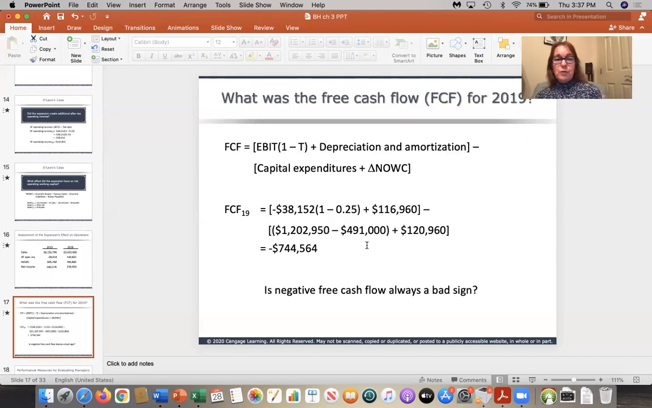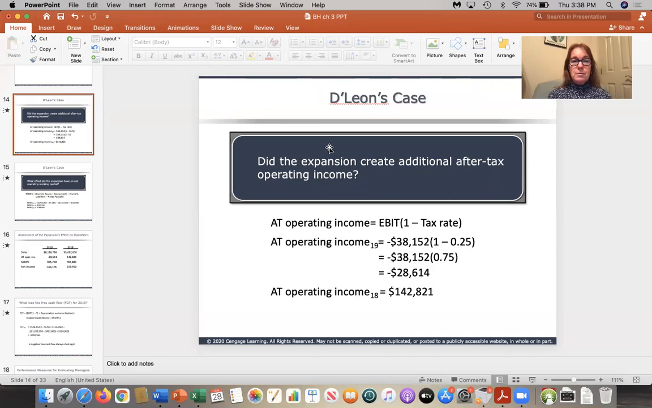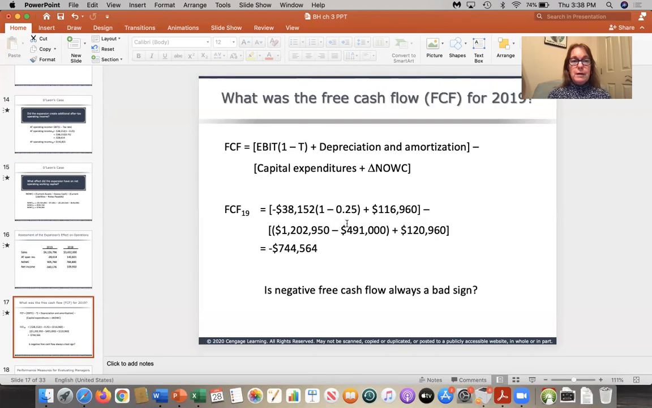Okay, here's the free cash flow formula. So the free cash flow formula, free cash flow equals the after-tax, let me go back to that. That's the after-tax operating income. Okay, so it's the after-tax operating income plus depreciation minus any capital expenditures plus the change in the net operating working capital.